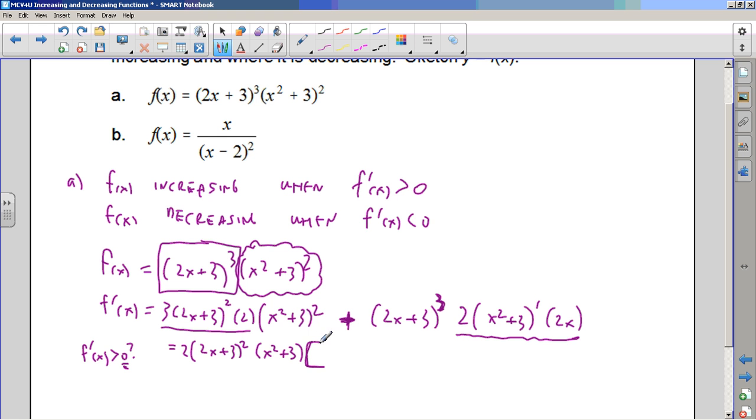And then what's left over? After I take out all these common factors, I got a 3 left over there. That 2 was gone. 1 copy of this. And over here I had 1 copy of this left over. That 2 was gone. Factored out. This was factored out, and then a 2x.